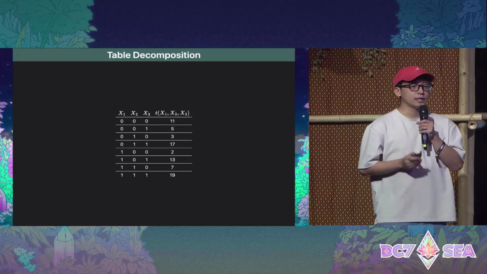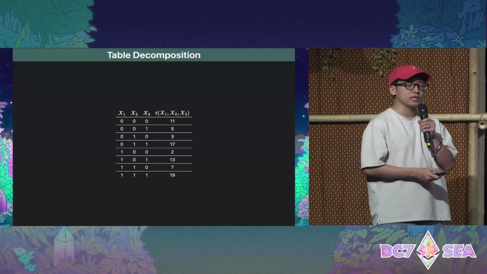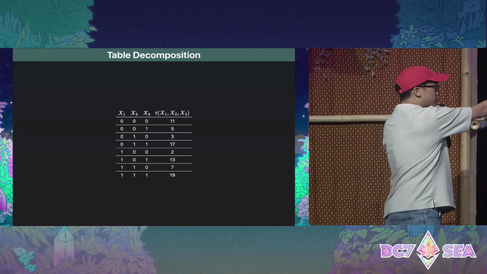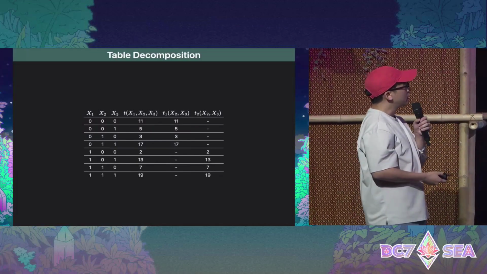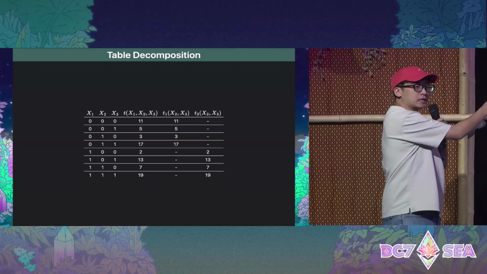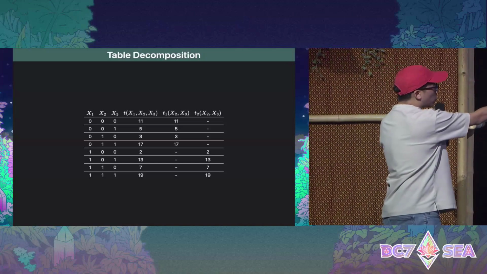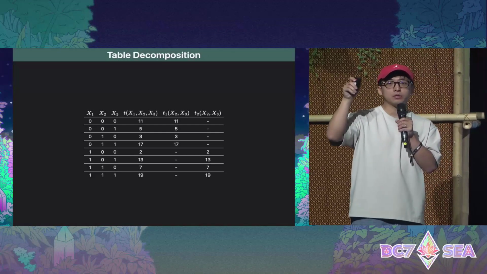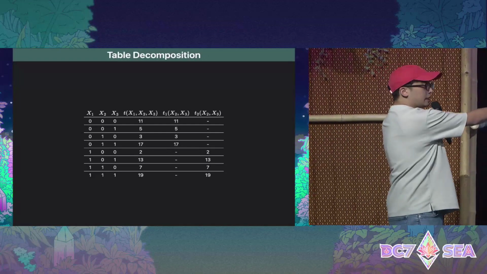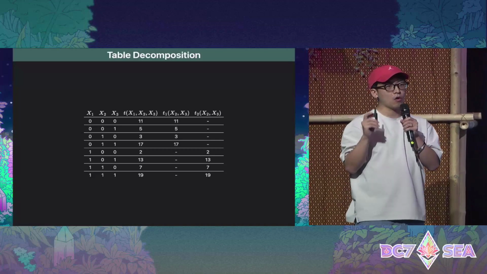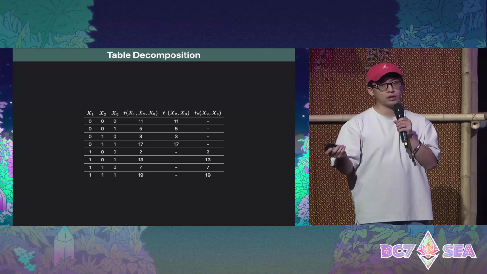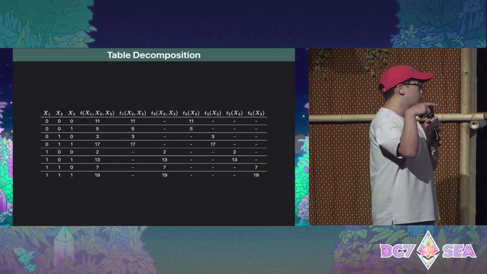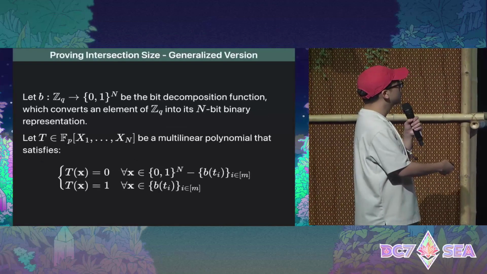One important thing is that the main advantage of this approach is that it is very easy to decompose into smaller tables. So we have a T polynomial here, and we can decompose it into two smaller pieces, T1 and T2. T1 is just T of 0, x2, x3, and T2 is T of 1, x2, x3. So we can decompose the table very easily, and we can decompose it into even smaller pieces.